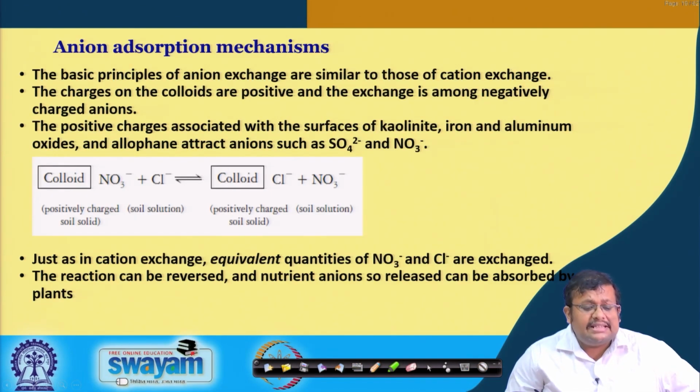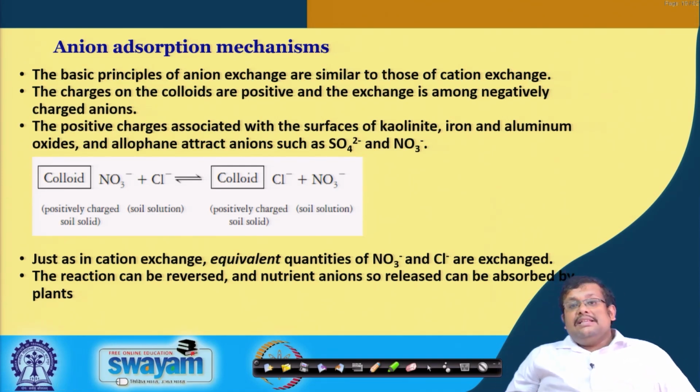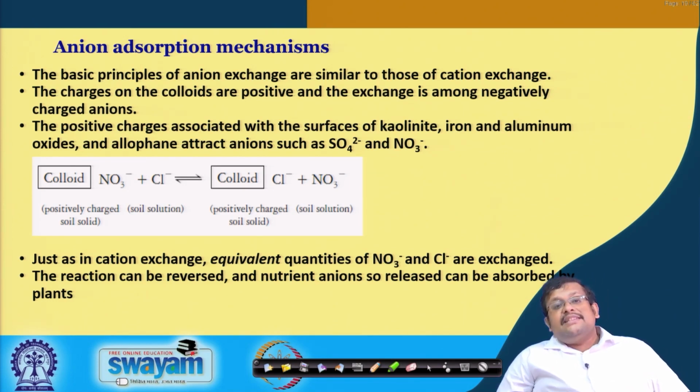So, what is the anion exchange and adsorption mechanism? The basic principles of anion exchange are similar to those of cation exchange. The charge on the colloid is positive and the exchange is among negatively charged anions. You know the positive charge associated with the surface of kaolinite, iron and aluminum oxides and allophane attracts anions such as sulphate and nitrate.